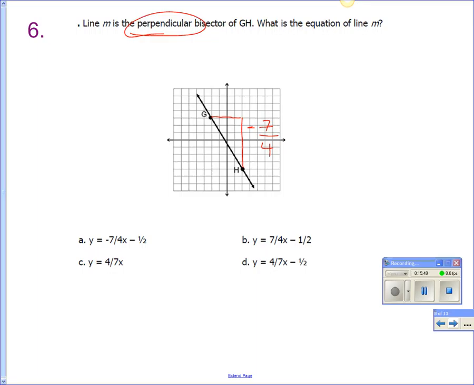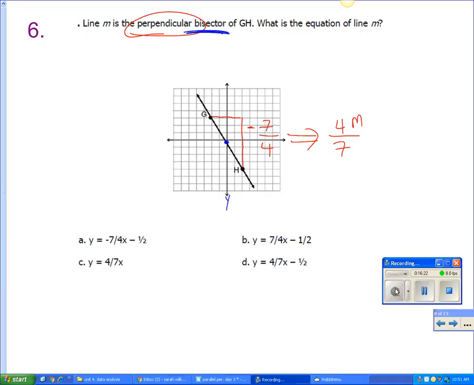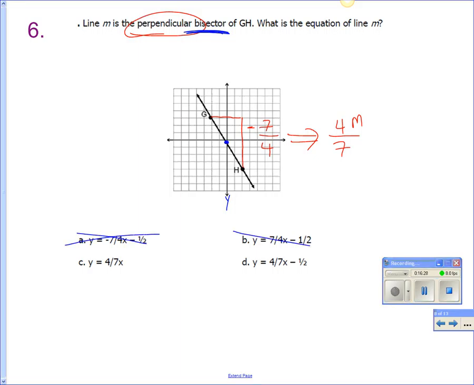Okay? Caitlin, should I label that my M? No, why not? What do I have to do? Very good. Good. Okay, so that flips and changes. Sarah, what does it become? Good. Now I'm going to label it my M. Okay? Right here, it says it is a bisector. What does that mean? Okay? 4 over 7 is my slope. So what answer choices can we mark out? A and B. 4 over 7 is my slope.